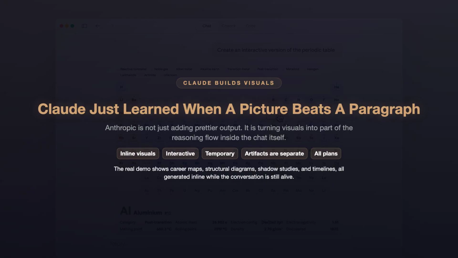Most AI chats still explain everything with paragraphs, maybe a code block, maybe an artifact off to the side. This new flow lets Claude decide that a concept is easier to understand as a visual, then build that visual inline while the conversation is still happening. That pushes Claude a step closer to being a real thinking surface instead of just a text box.